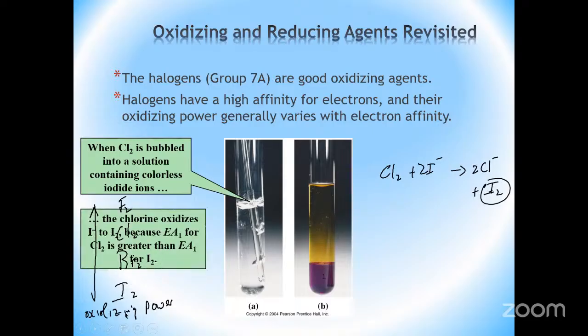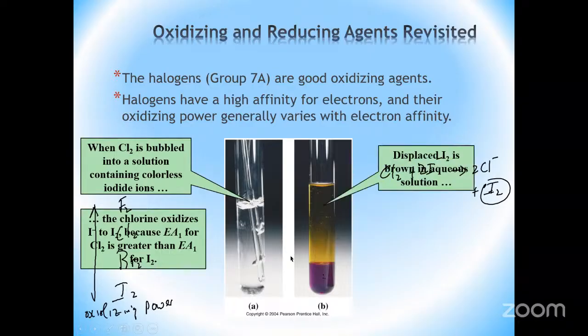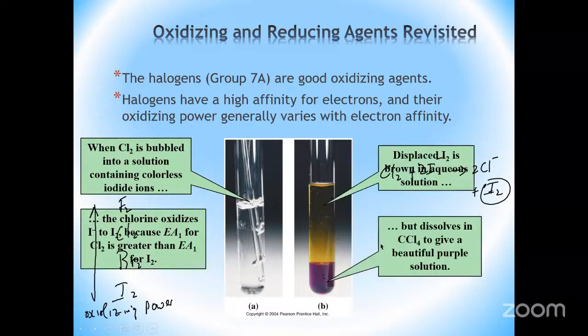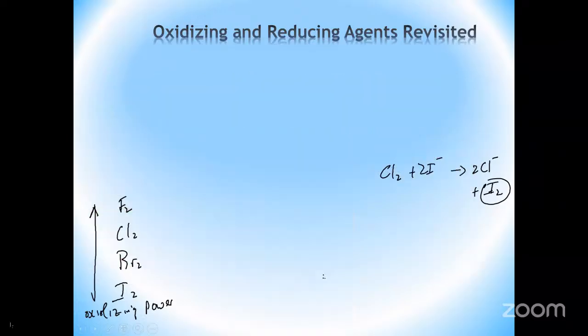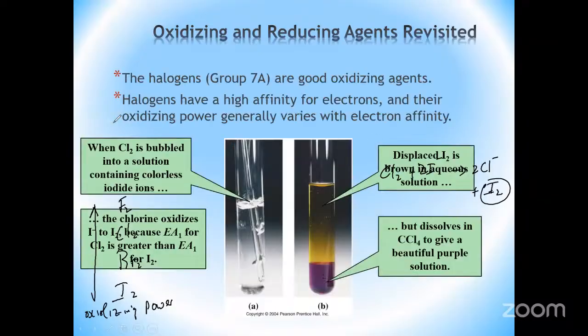The oxidizing power increases as you go from iodine to fluorine in that group. Okay, let me clear this again. So the oxidizing power increases as you go down, no, goes up, as you go up. Okay. Let me clear this.